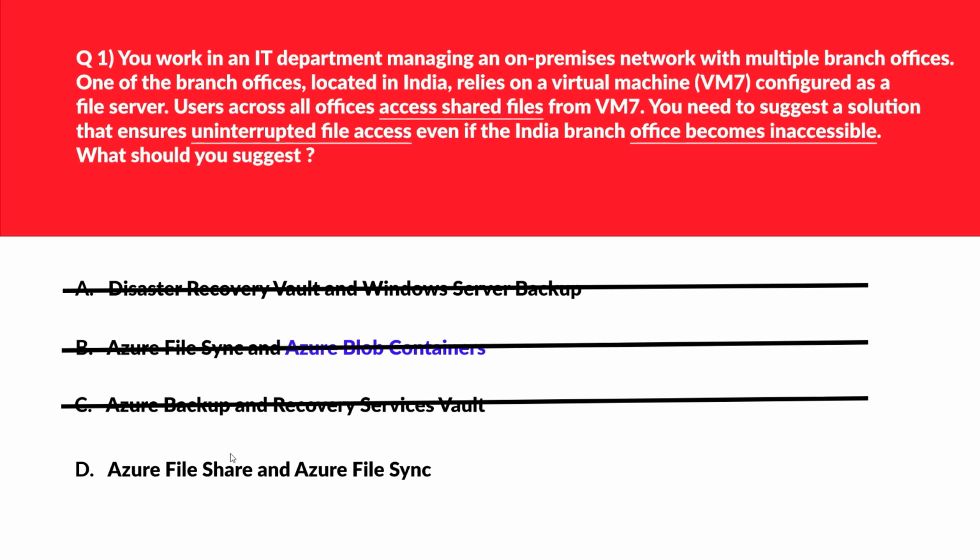Now let's move to option D, which we are left with. D says Azure File Share and Azure File Sync. This option involves creating an Azure File Share, which acts as a cloud-based file server, and using Azure File Sync to synchronize files between the on-premises VM7 and Azure File Share. Users can access files seamlessly even when the India branch is offline, right? D is the correct answer.